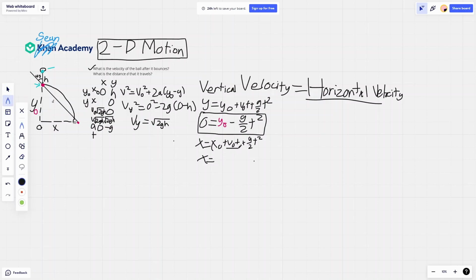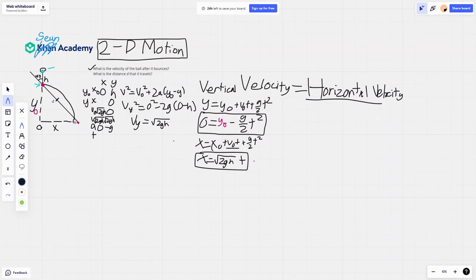All we have is our v naught times t, which is going to be the square root of 2gh times t. That's our next equation. But we're trying to look for d here, right? And the only variables that we have right now are x and y naught, right? So in order to find d, we're going to need to find some way to incorporate d into this equation, right? Thankfully, we're given that we have a 45-degree angle here.